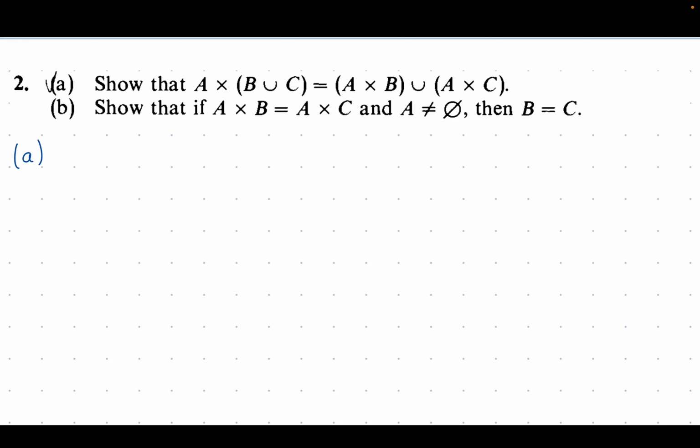But before we do that, I think it's important to clearly define what the cross product of two sets is. A cross B, for any two sets A and B, is the set of ordered pairs (x, y) such that x is in A and y is in B.